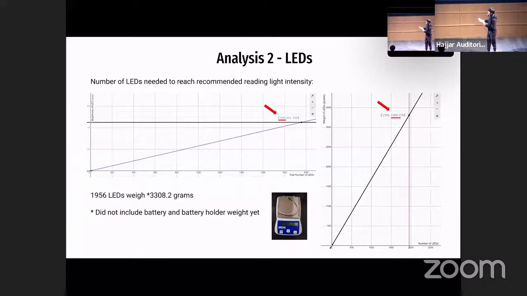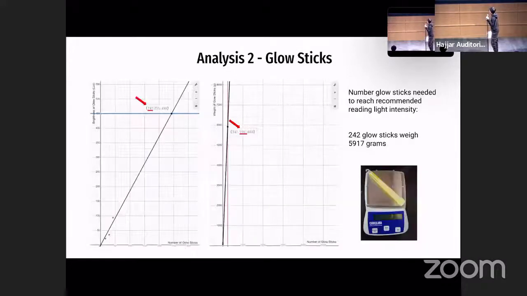Using the data I got, I created a scatter plot and then graphed the linear fit on Desmos. And I found that I would need 1,956 LEDs, which is 3,308 grams. This does not include battery holders, circuit board, and stuff like that. And for glow sticks, I would need 242, which would be 5,917 grams.